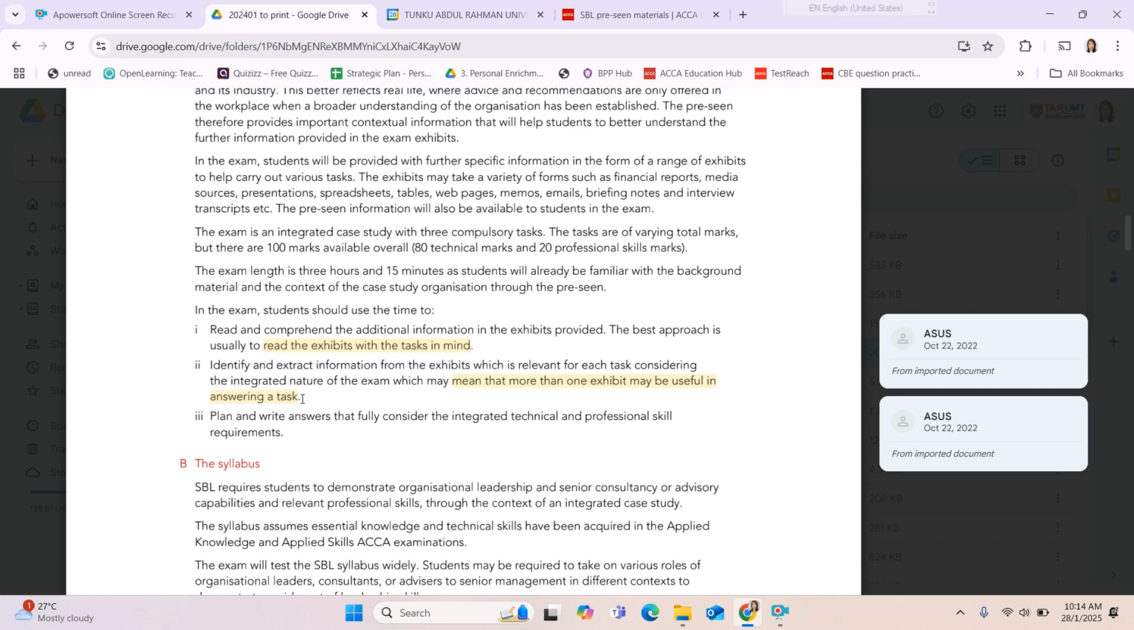For the safe side, students can still read all the tasks first and then read all the exhibits, because there is still a possibility that more than one exhibit is useful to answer your task. If you use the method I mentioned just now, reading all the tasks and all the exhibits, it will give you more guarantee. You will have a better picture of what is happening in the company, and how you are supposed to answer each task after getting all the information.